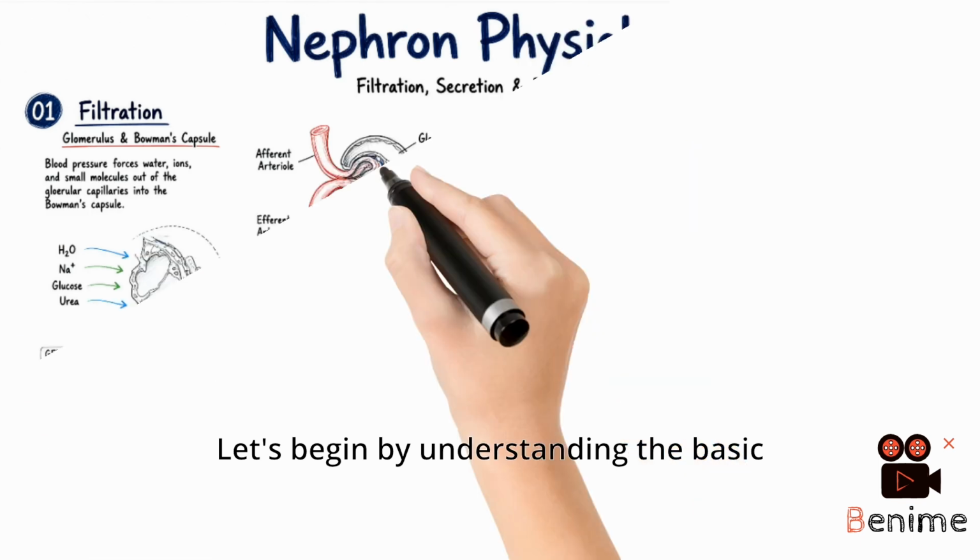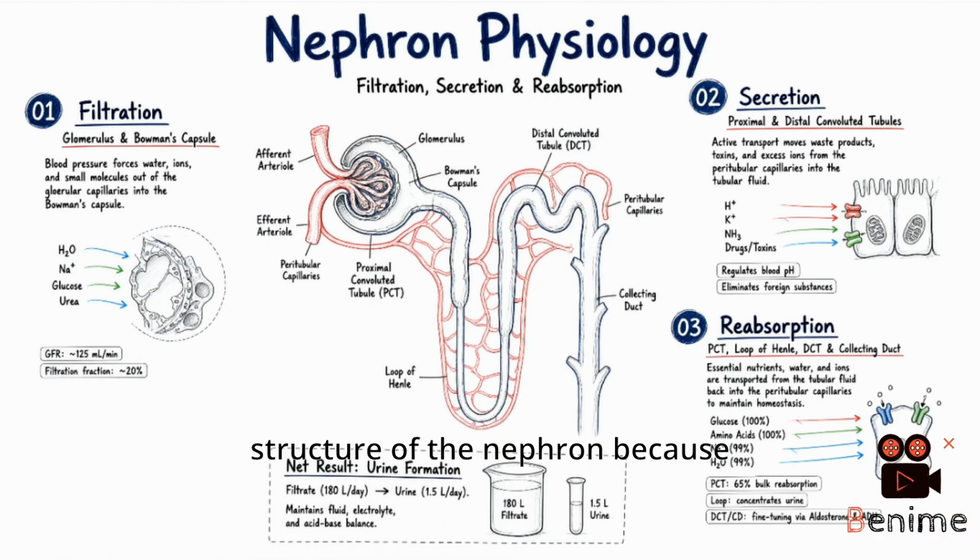Let's begin by understanding the basic structure of the nephron, because everything about diuretics depends on knowing exactly where in the nephron each drug acts. Take a look at this diagram in your mind. We have the glomerulus where filtration begins, then the proximal convoluted tubule followed by the loop of Henle with its thin descending limb, thin ascending limb, and thick ascending limb, then the distal convoluted tubule, and finally the collecting tubule and collecting duct. Every diuretic we study today acts at one specific point along this pathway, so keep this map in your mind throughout the lecture.